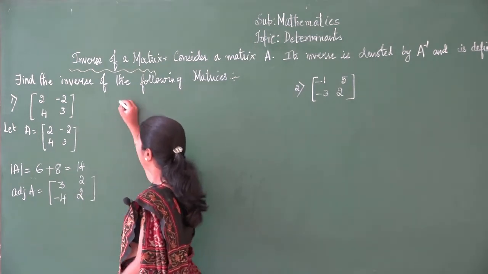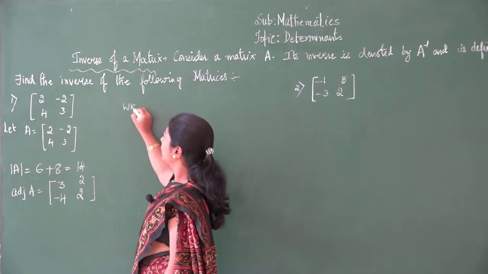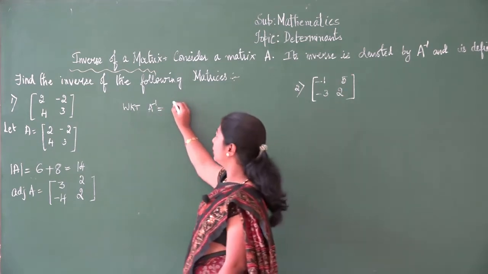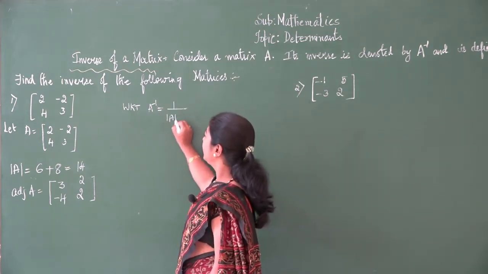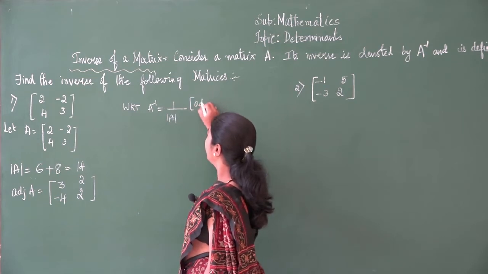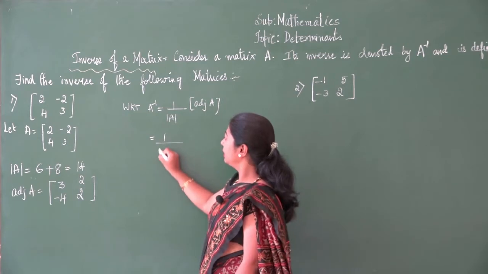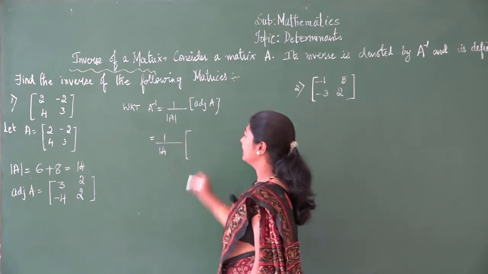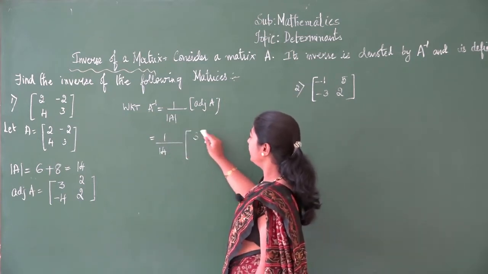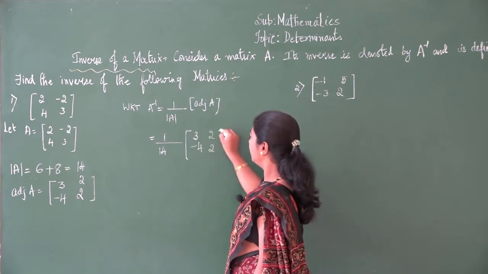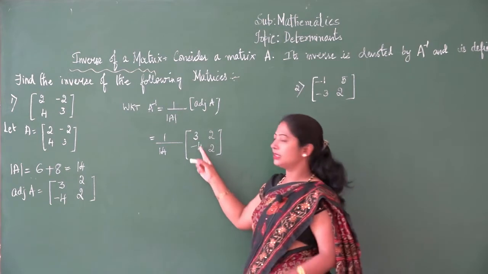Now, what is the formula for inverse of a matrix? We know that inverse of a matrix is given by A inverse is equal to 1 by determinant A into adjoint A. So what is the value of determinant A? That is nothing but 14 into what is adjoint A? 3, 2, minus 4 and 2. This is the final answer.